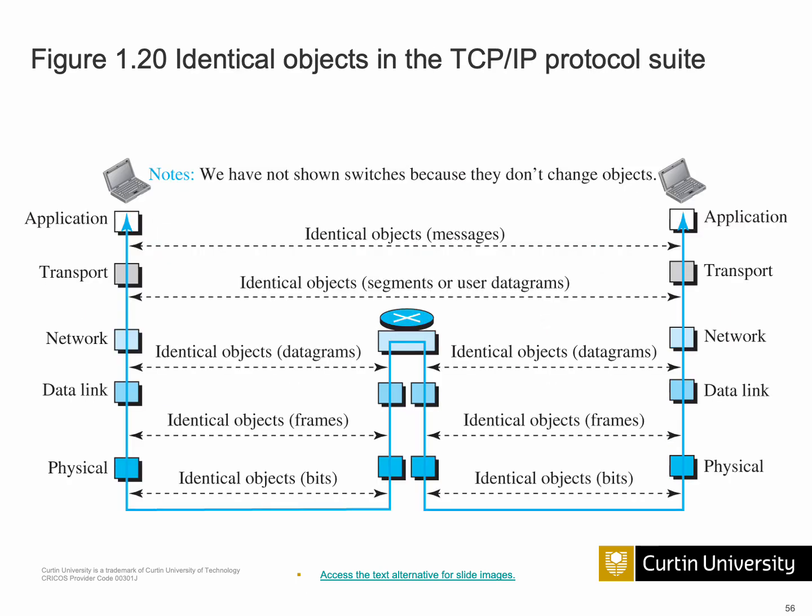This is shown in this figure. It shows the identical objects below each layer related to each device. So we can see in the physical layer, the object is bits, in the data link layer, they are frames, and in the network layer, they are datagrams.